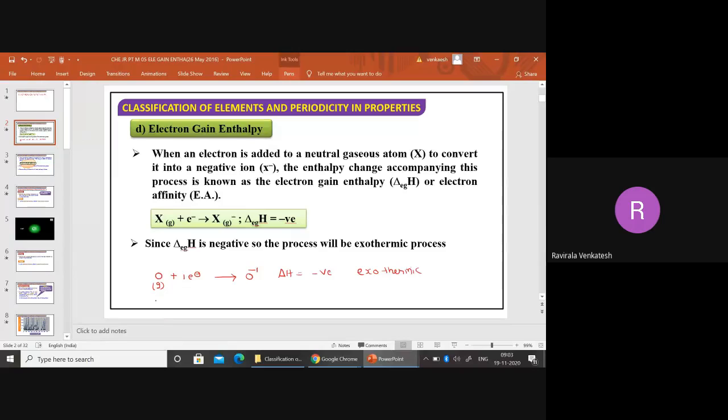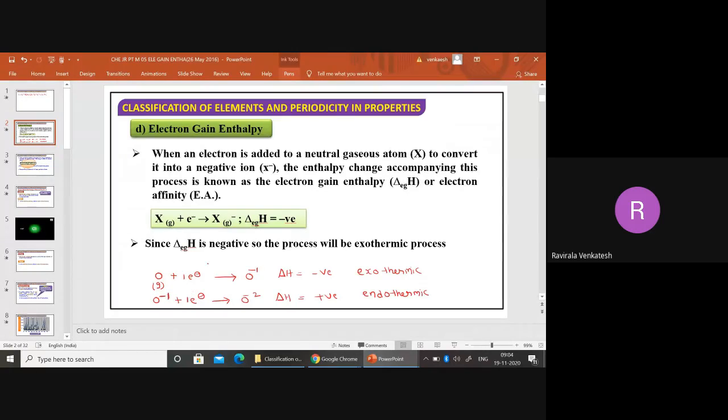And if I take what next? O minus 1. Taking the second electron, one more electron, converts it into O minus 2. Here, delta H is what, I said? Positive. And it will be an endothermic reaction.